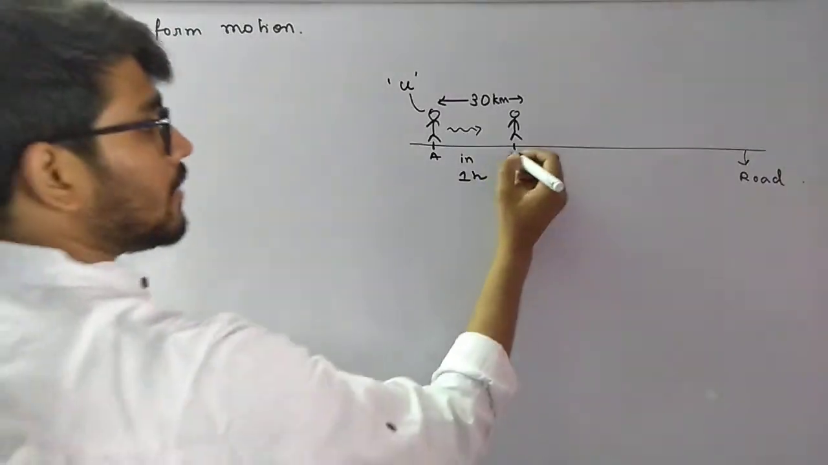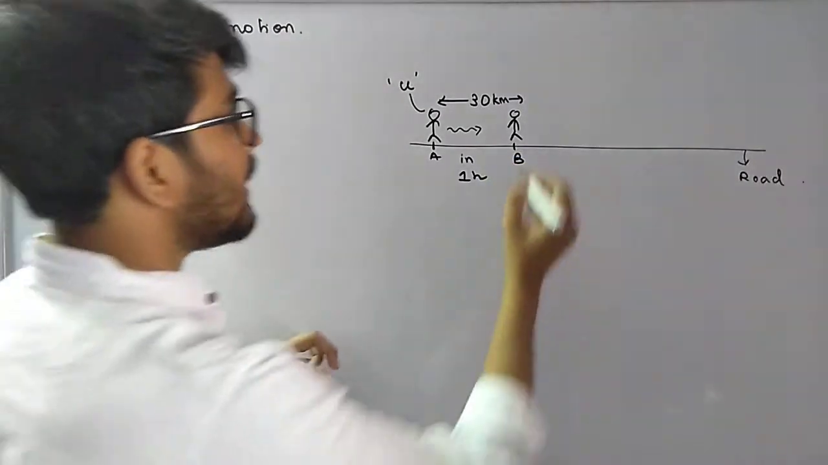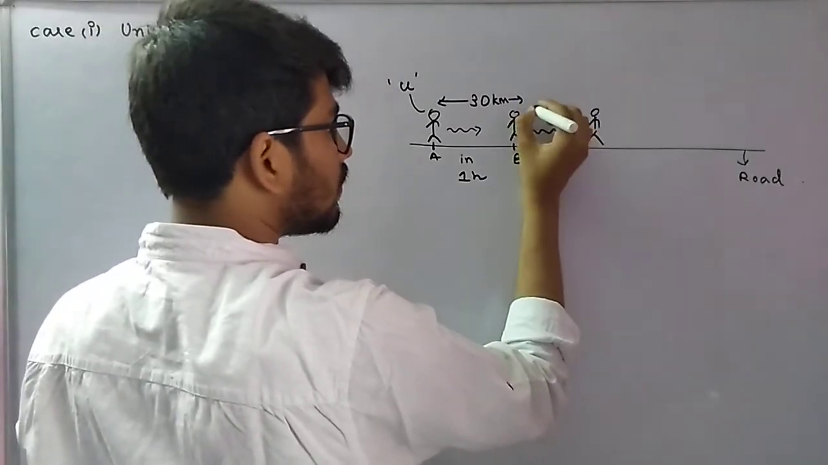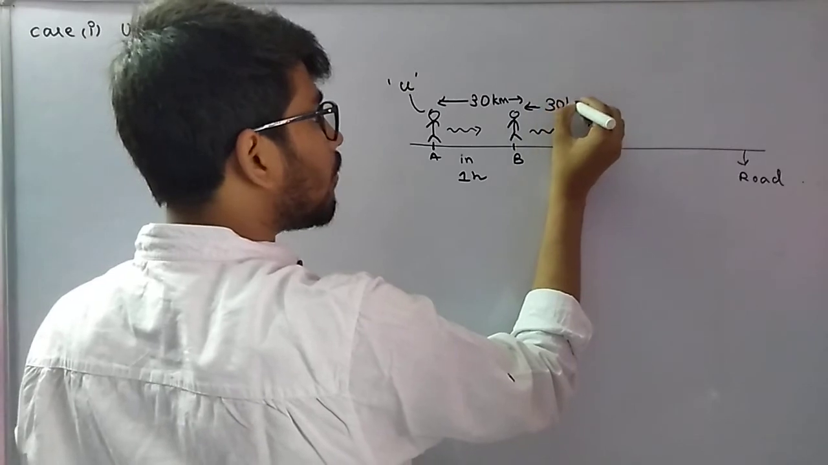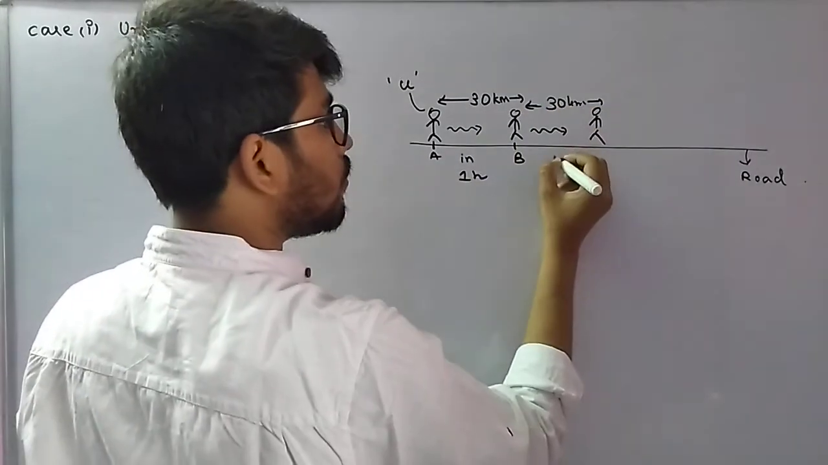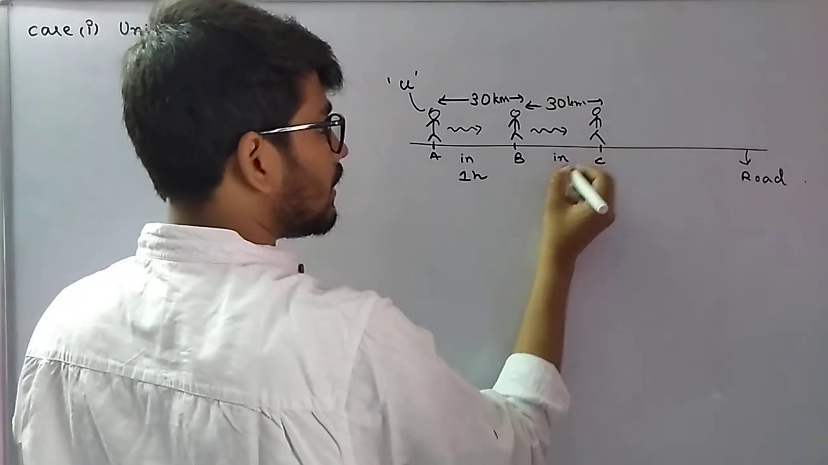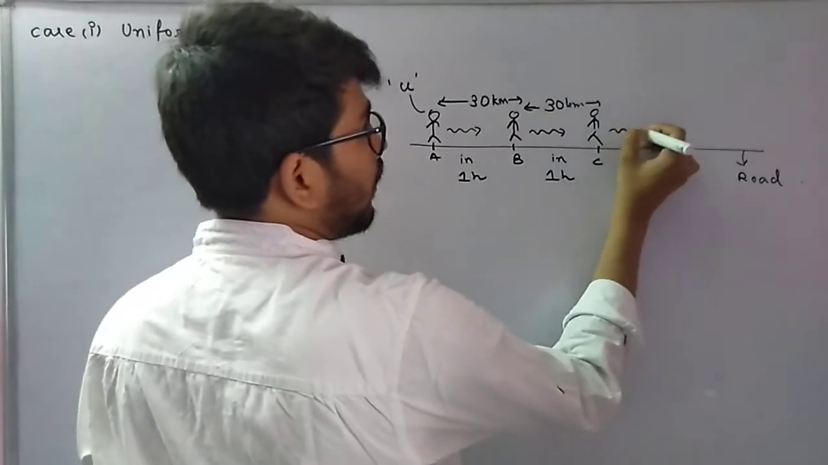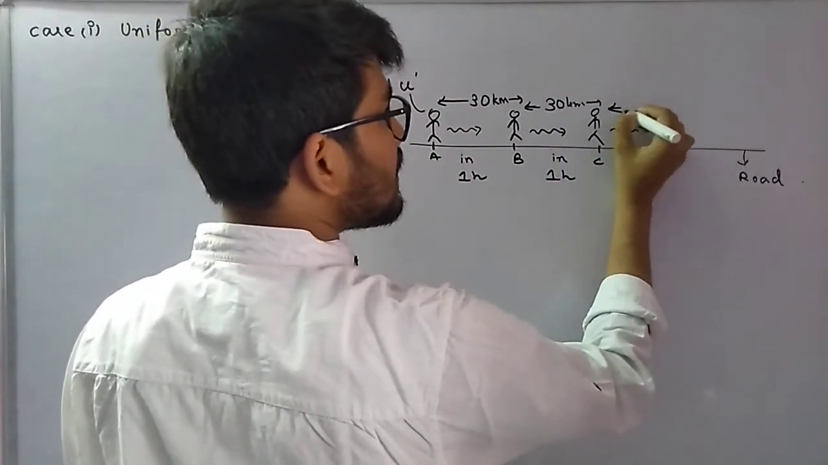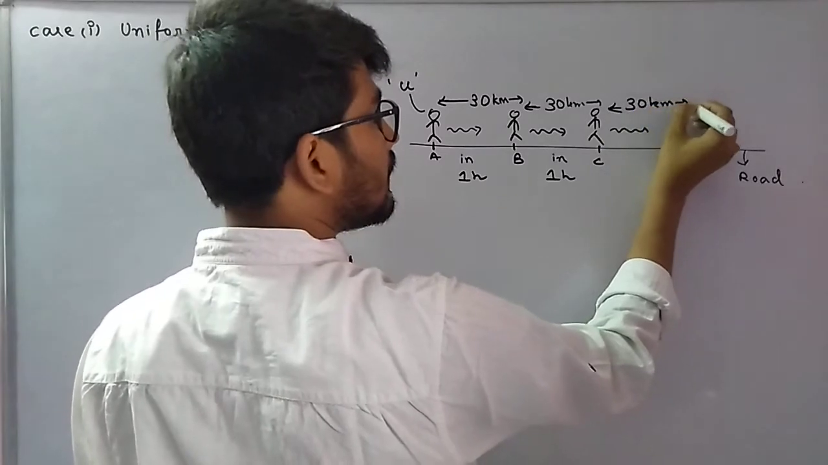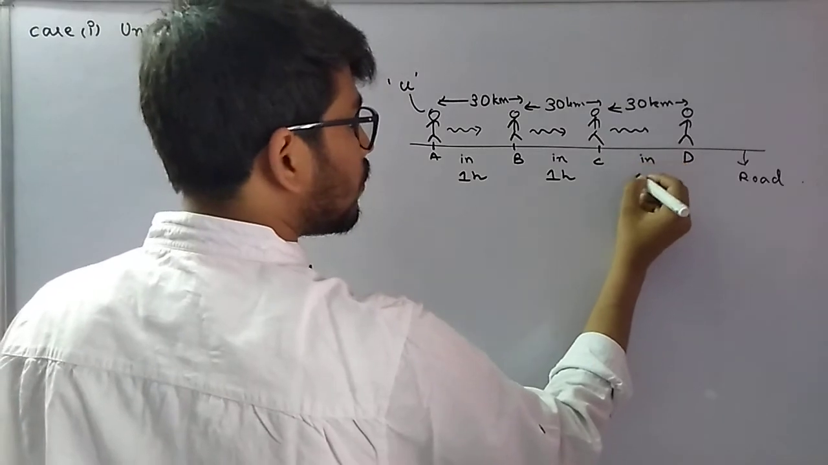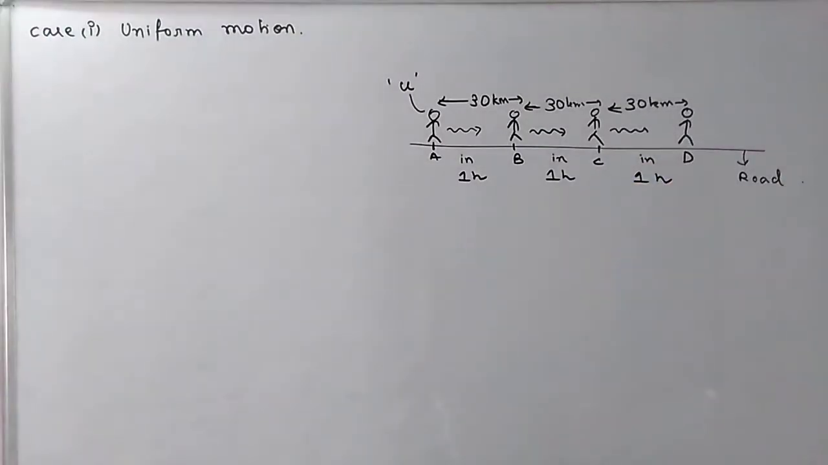And reaches another point. Now the same person starts moving forward again and covers another distance of 30 kilometer, and reaches a point C in another 1 hour. If the same person keeps walking forward, he again covers a distance of 30 kilometer and reaches the point D again in 1 hour. I hope I'm very clear with what I'm trying to emphasize.